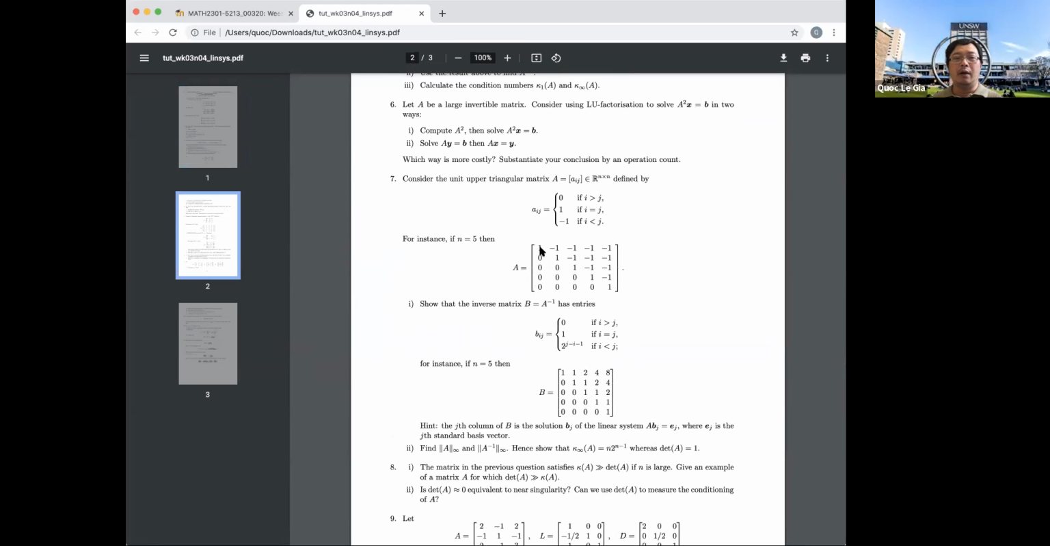When N grows to infinity, the size of this matrix grows to infinity, then the determinant is always 1. But the condition number can grow to infinity. So we can check that A is defined like this and B is defined like this. For N equal 5, A and B multiply each other to equal the identity. Let me do a quick check. Let me share the MATLAB and you can check that is the case.